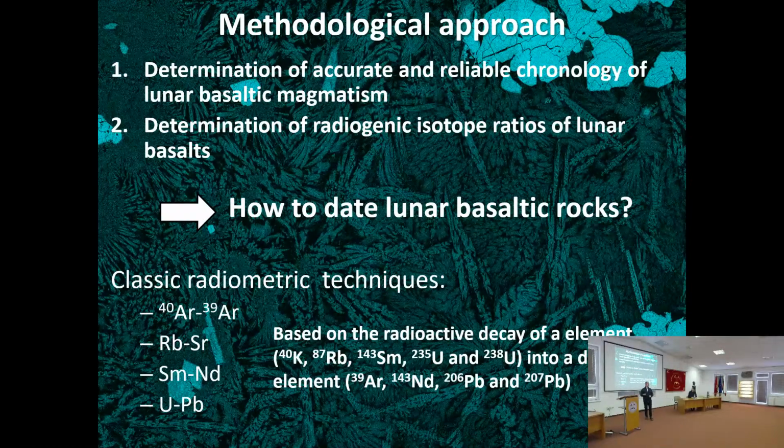So how do we date lunar basaltic rocks? Like on Earth, we can apply very classic methods based on the radioactive decay of an element into a daughter, namely argon-argon, rubidium-strontium, samarium-neodymium, and uranium-lead.